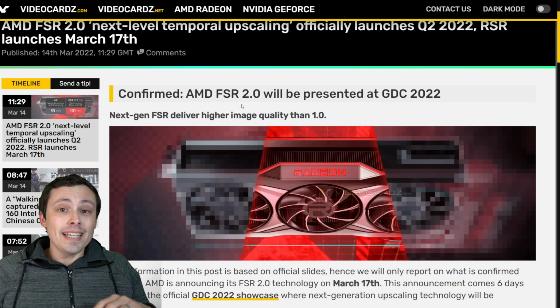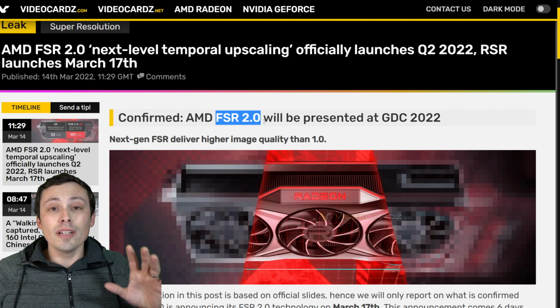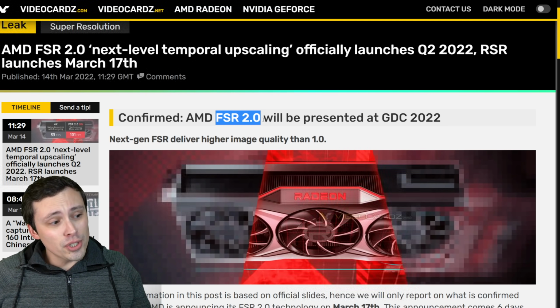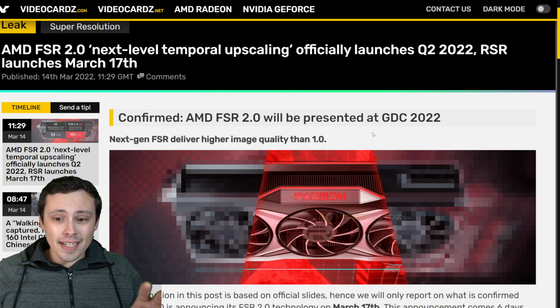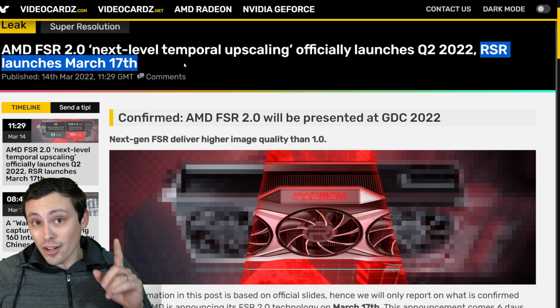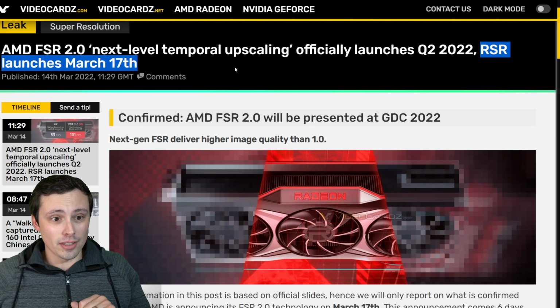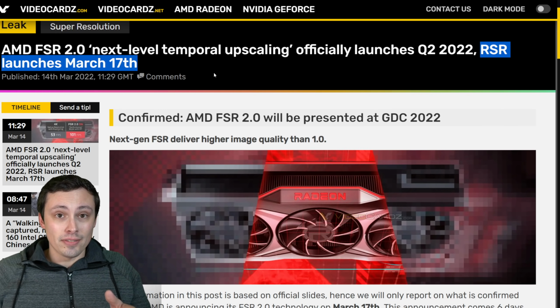Now, there's some really interesting stuff, including claims that FSR 2.0 will look better than native resolution in certain situations. I've got a lot of thoughts about what they actually mean by that. Don't get too excited. But once again, they also had some information about RSR. And the RSR update, that's the Radeon Super Resolution, which is not the same thing, is actually launching March 17th.